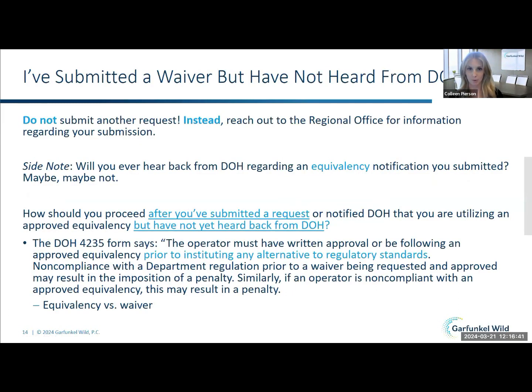So a big problem that providers are having is that they're submitting waivers, but they're not hearing back from the Department of Health. What do you do? So first, as an initial matter, if we are completing our requests properly and checking off all the things we need to check off, hopefully this process will become even more efficient and we won't have to wait too long to hear back from the Department of Health.